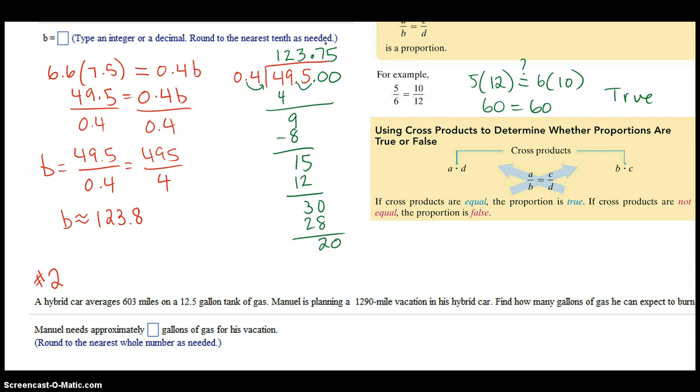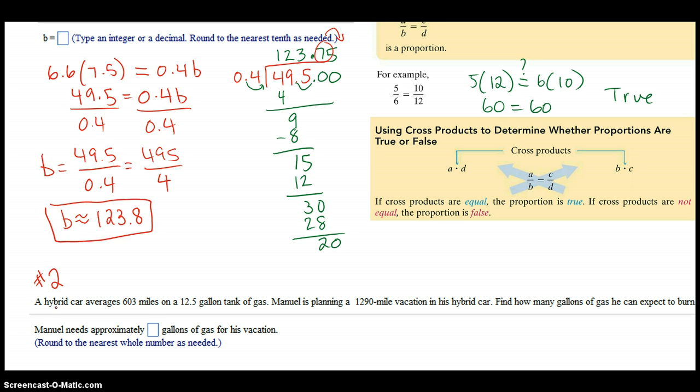8. Why do we get 8? Because we rounded to the nearest tenth. We look to the right. If the right is 5 or larger, we add 1 to this. If it's not, we leave it alone. If it was 4 or smaller, we would leave it 123.7. So that is the answer they're expecting.